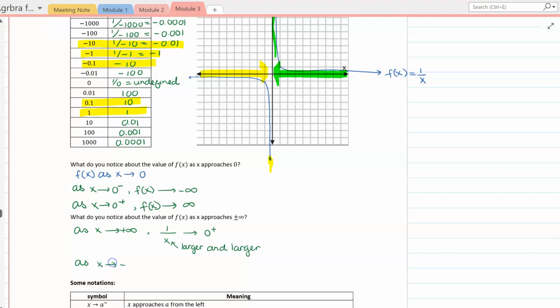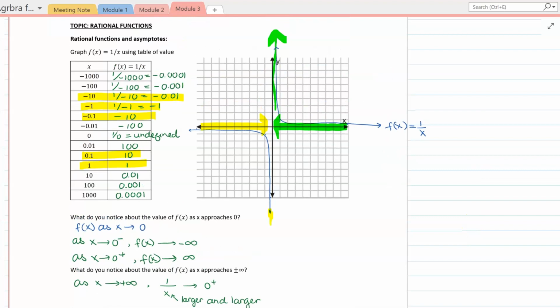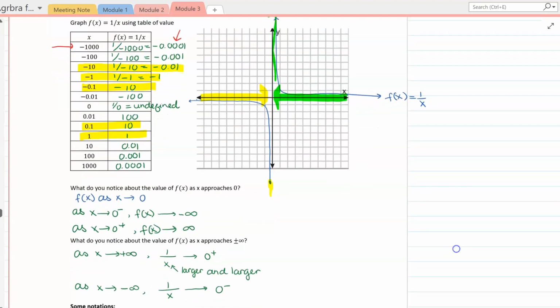As x approaches negative infinity, similar argument, you divide by a negative number, and that negative is getting larger and larger, so the result is negative. So then this approaches 0 from the negative side. Now as you can see here, as x approaches negative 1000, the value of y is getting smaller and smaller, closer to 0, but it is on the negative side. Now if x approaches 1000 or getting larger and larger, the value of f of x approaches 0, but it is positive.